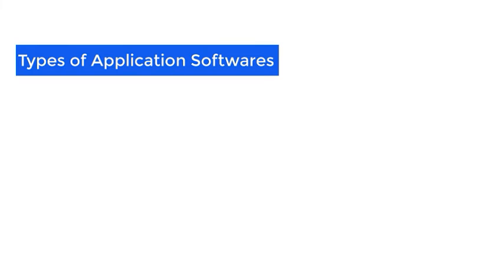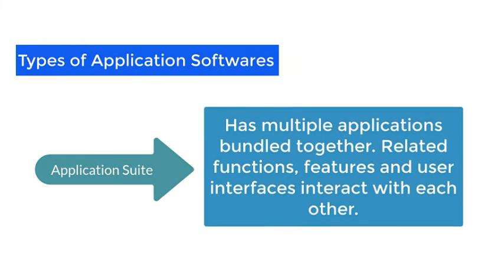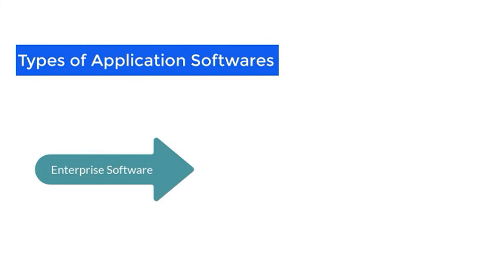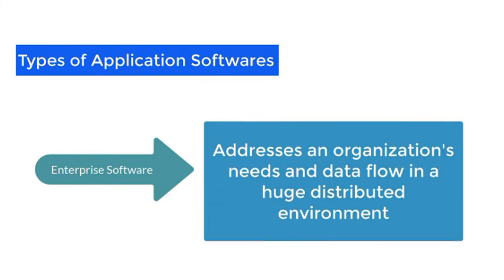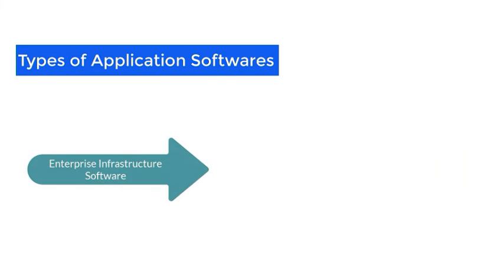Types of application software. Application suite has multiple applications bundled together, with related functions, features, and user interface that interact with each other. Enterprise software addresses an organization's needs and data flow in a huge distributed environment.